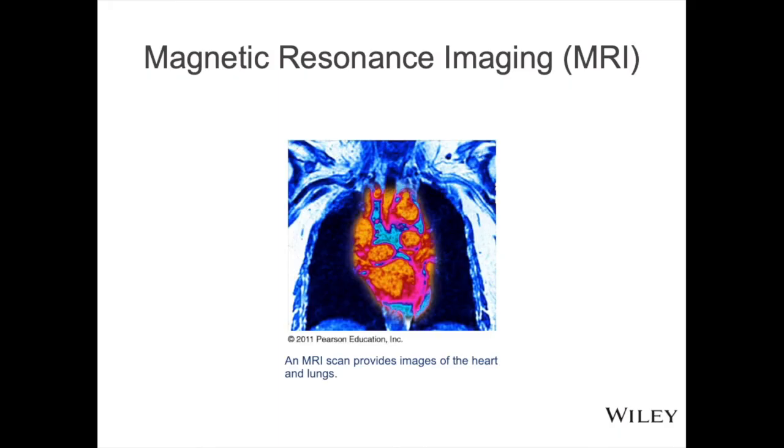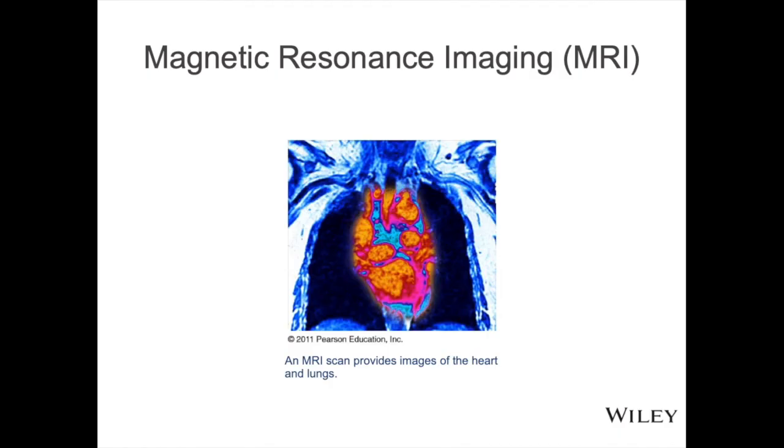Effectively, you can take images of something that's moving and make, well, a movie out of it. So here you can see we've got an MR scan of a heart and lungs, but you can get essentially a movie of this heart beating, right?